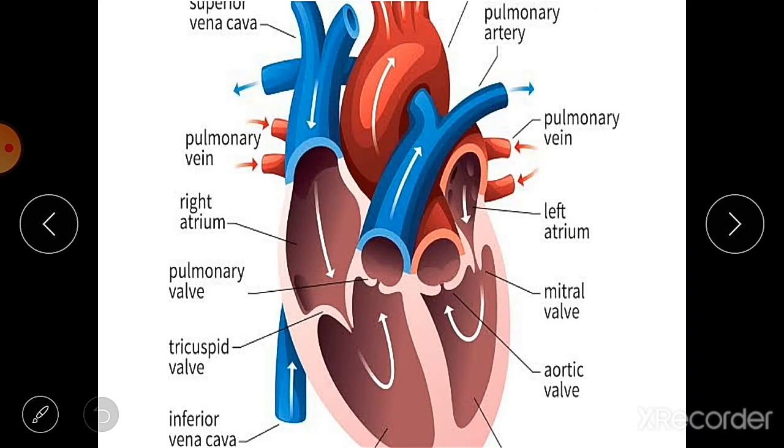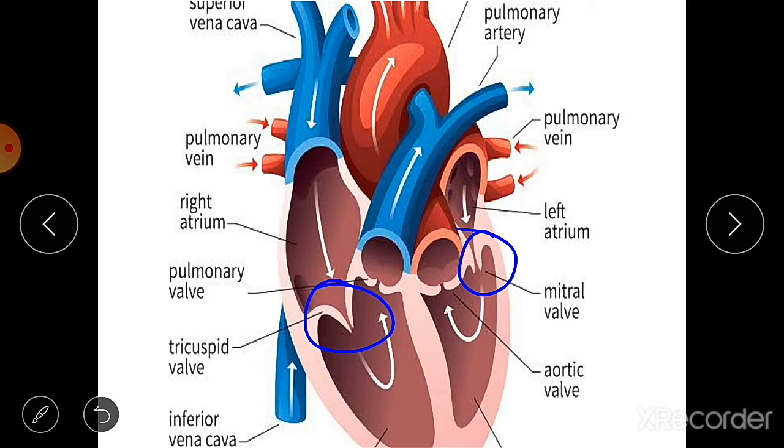This is the diagram of the heart. You can see here the right atrium, right ventricle, left atrium and left ventricle. Now here you can see the valves also. So this is the tricuspid valve and this is the bicuspid valve, which is also known as the mitral valve.